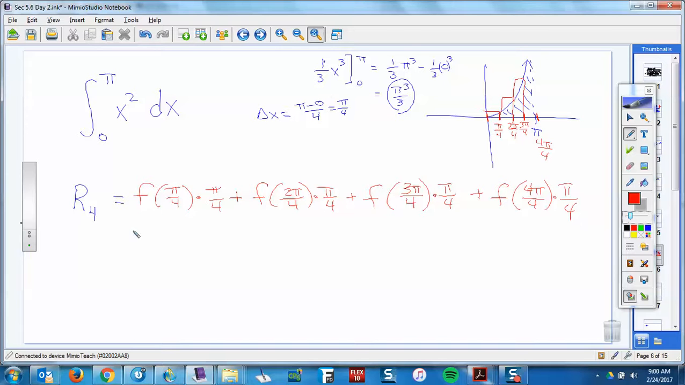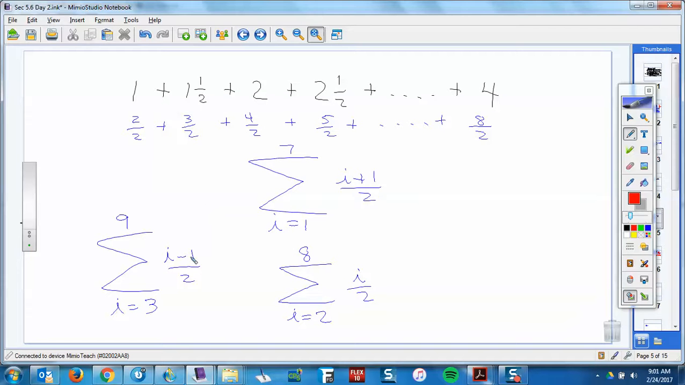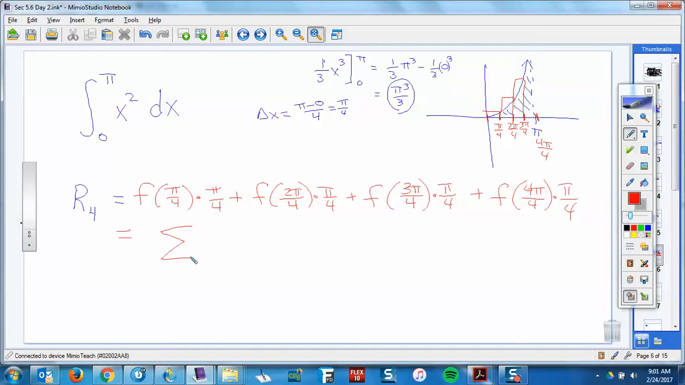Now, look at that. We can write a sigma for that because we got a nice pattern. We can now simplify that sum. Anytime we have an expanded sum, we can write it as a sigma. That's what we were doing back here. We just did that here, right? So we're going to start our i at 1. And what would be inside here?